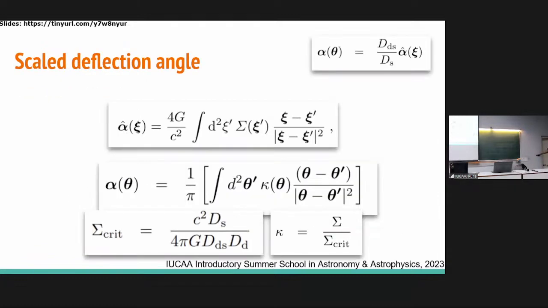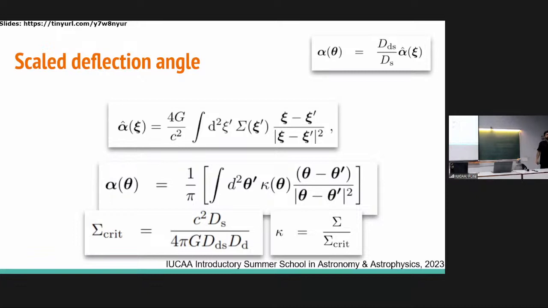Okay, good. So what you've got now is just a dimensionless equation. Everything is dimensionless in here. This is alpha, this is kappa, which is the surface density divided by the critical density, and all these other terms are dimensionless. So now if someone specifies a kappa for you, you should be able to figure out what the alpha is.